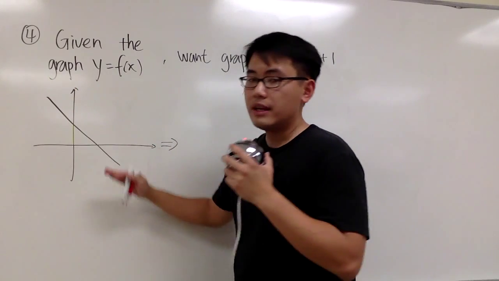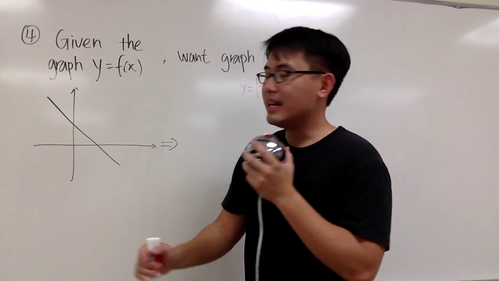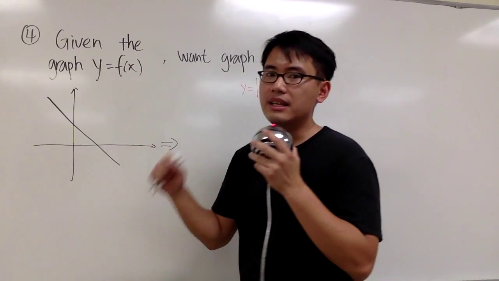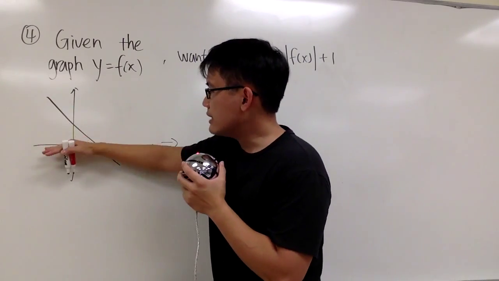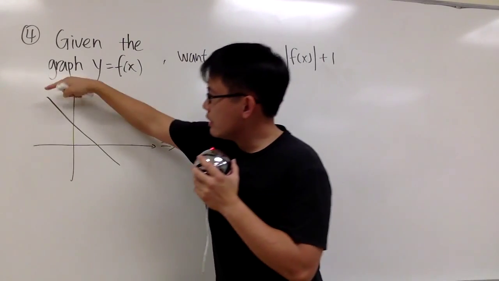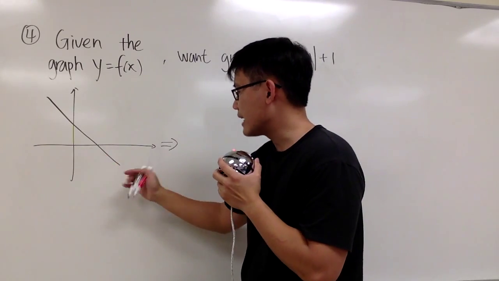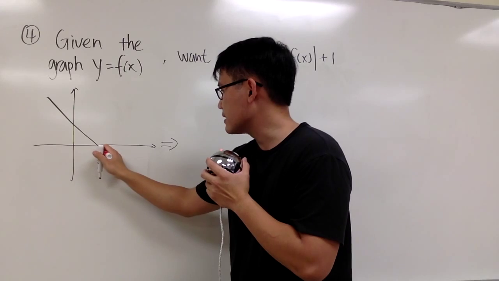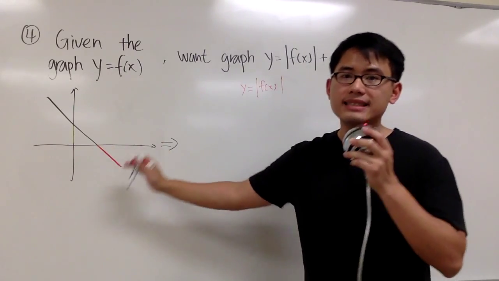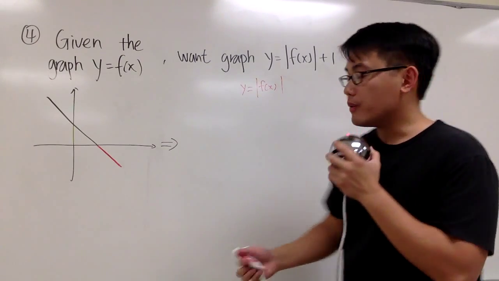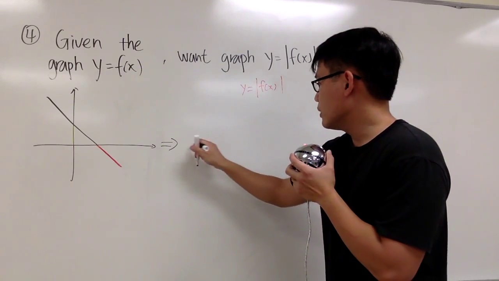This is the original graph, and anything above the x-axis is the positive part of the graph, and anything below the x-axis is the negative part of the graph. So as you can see, from here to here, that's above the x-axis. So this part is the positive part of the graph. And then anything after that, when it goes below the x-axis, here I'm going to color this in red, right? That's the negative part of the graph. So when we have the absolute value of the original graph, this is how we are going to end up.